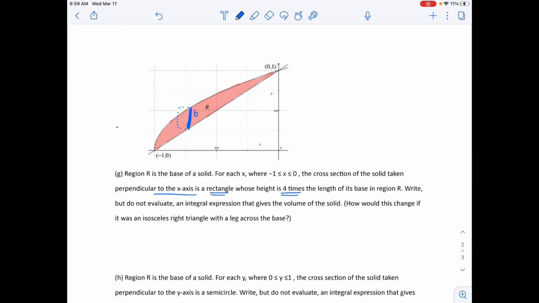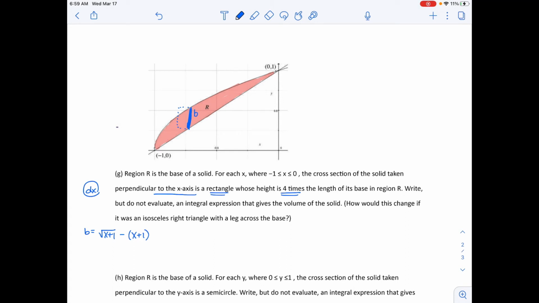So we need the base is going to be the distance between the two curves, and we're going to do top minus bottom. This is perpendicular to x, so it's dx. So the base is the square root of x plus 1 minus x plus 1.